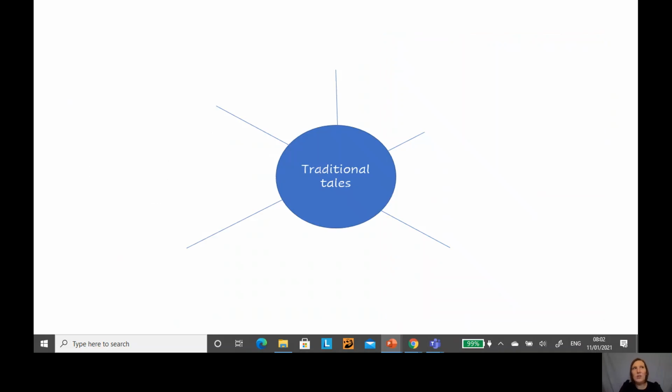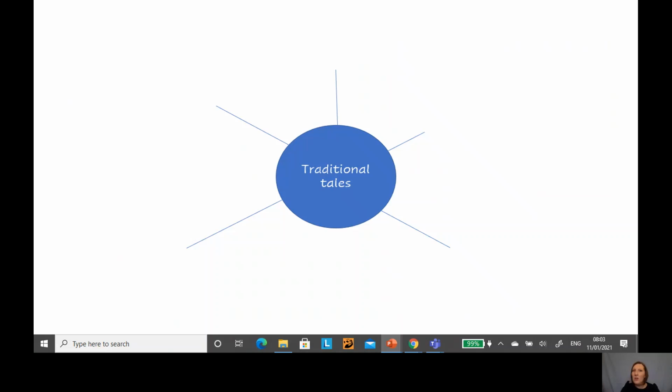Now, traditional tales. What is a traditional tale? A traditional tale is a story that's been told over and over again by lots and lots of people. I bet your parents have told you lots of stories, and their parents told them lots of stories. A traditional tale is a story that we know really well because it's been told many, many times.